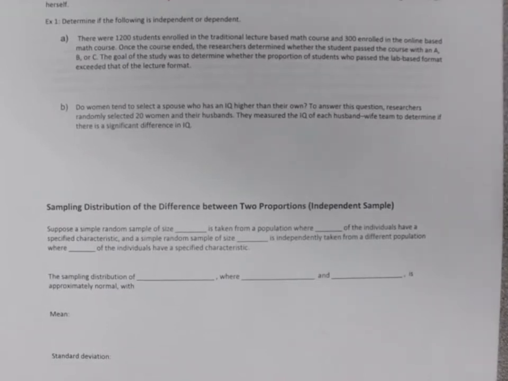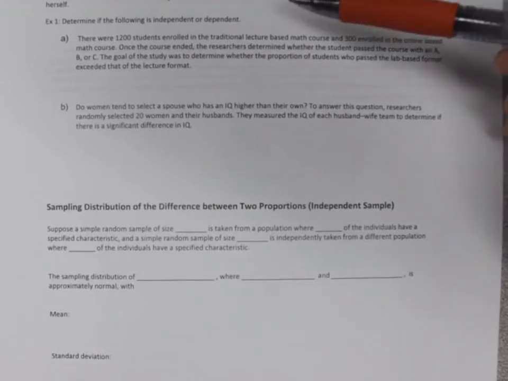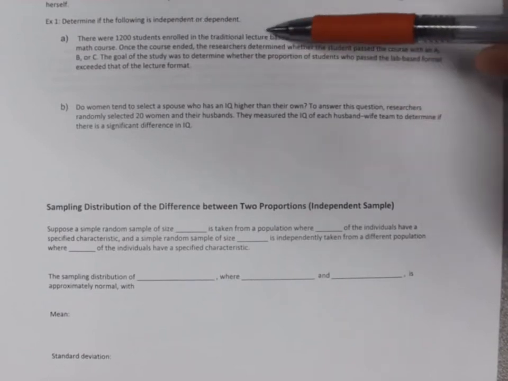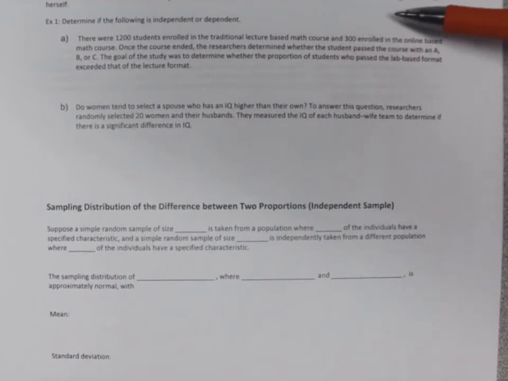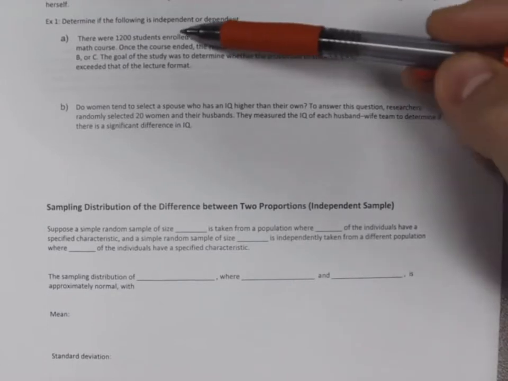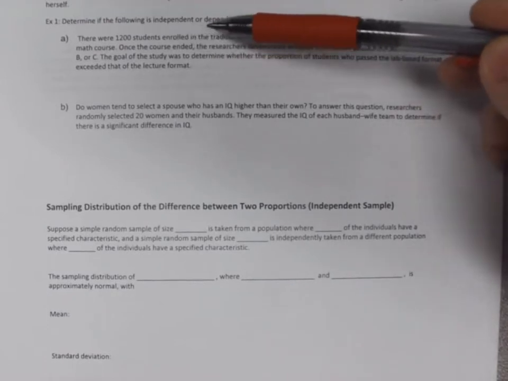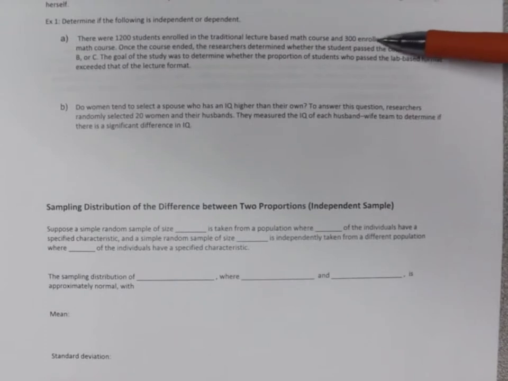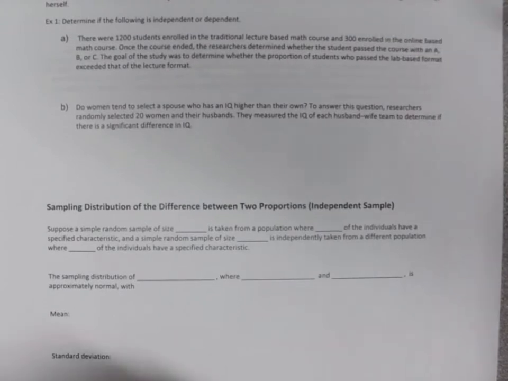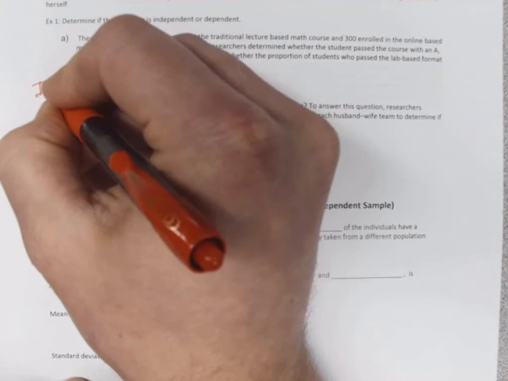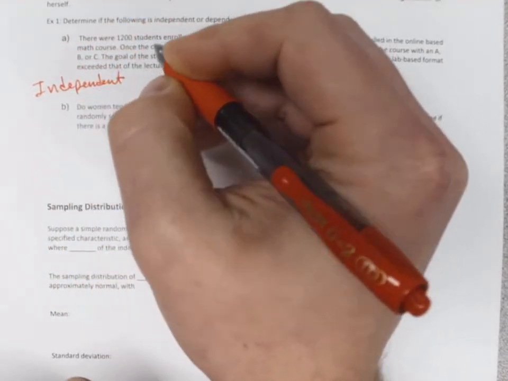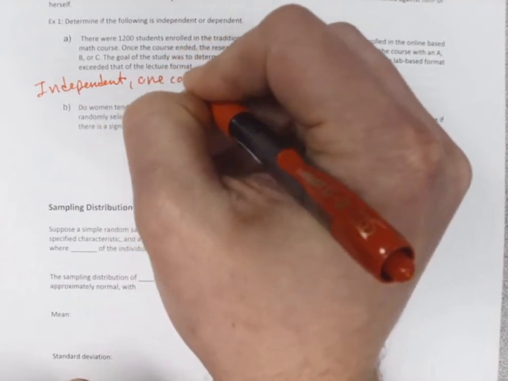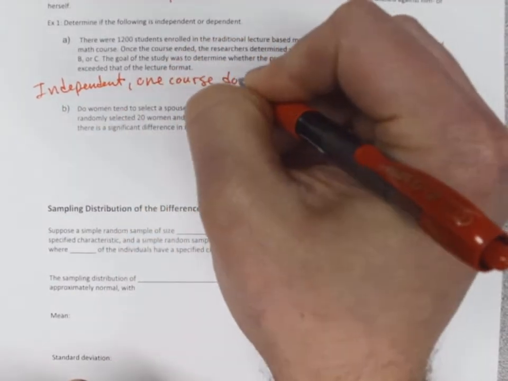So here, this would be independent because our two samples, which are the 1,200 students in the lecture-based course, which means in class, traditional, and there's 300 online. So those are our two samples, and they're not connected in any way. Picking one student in this 1,200 sample does not dictate which person we pick over here in this 300 sample. So we can say independent. One course does not affect the other.